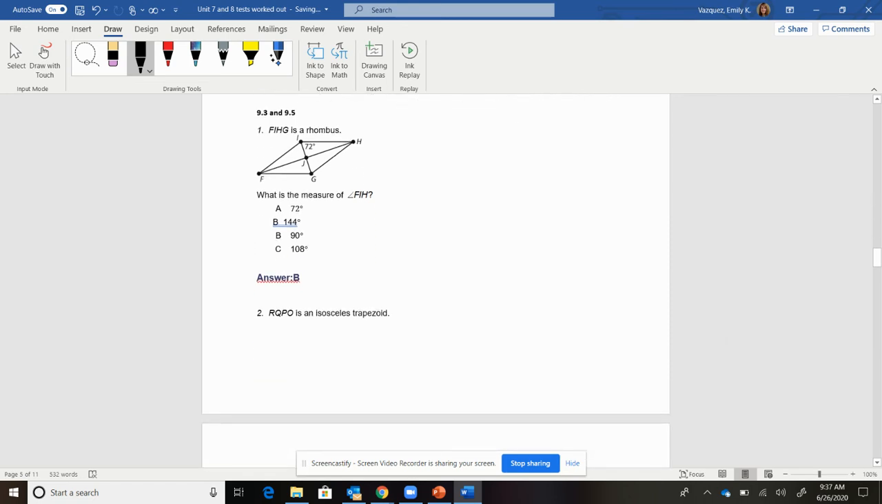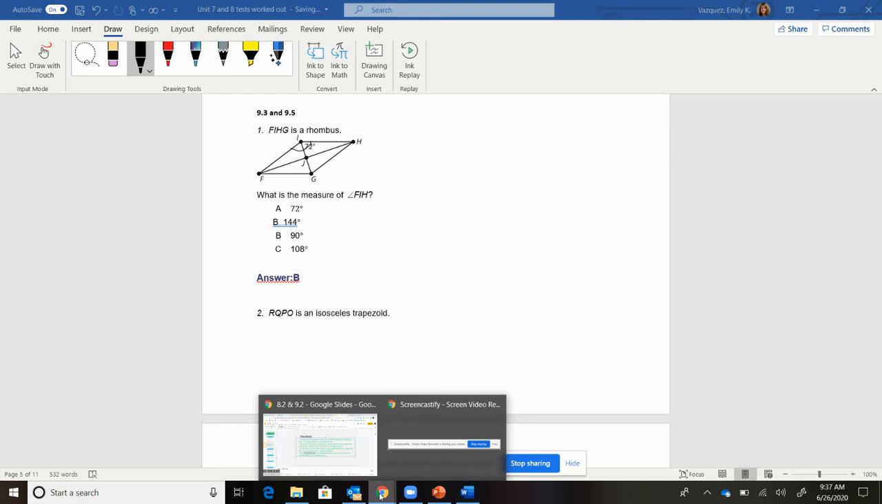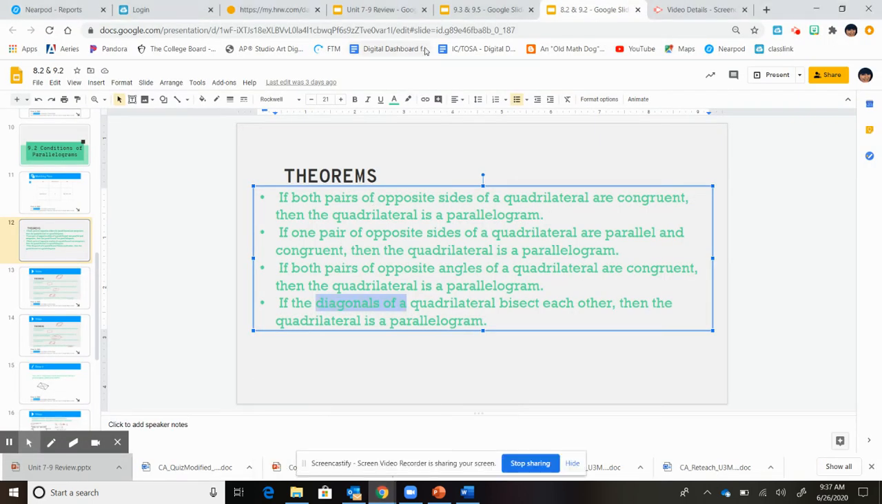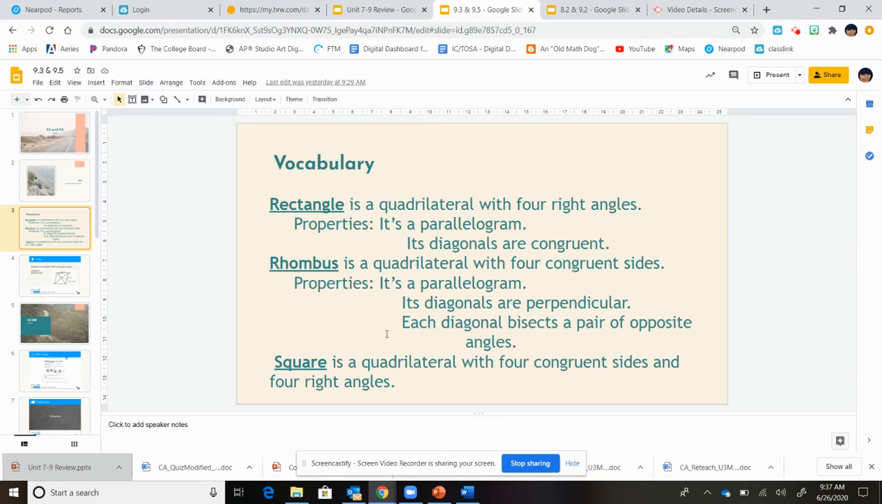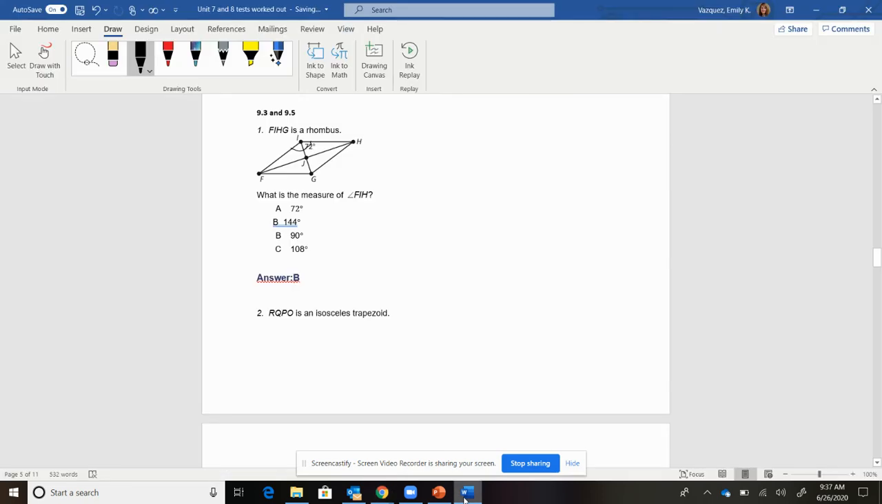Now, lastly, for today's quiz, I have FIHG is a rhombus. What is the measure of FIH, the entire thing here? So I'm going to go ahead and pull up my slide because that's what I would suggest for you guys to do. And I'm going to look at my properties for a rhombus that I have right here. And I'm going to go back to the question really quickly and see if I'm talking about angles or sides for this question. That way I can kind of narrow my search a little bit. Looks like we're talking about an angle, and we're talking about one that is being cut by a diagonal, right?